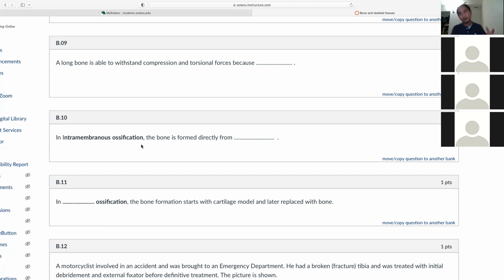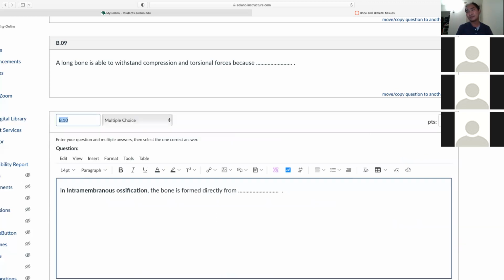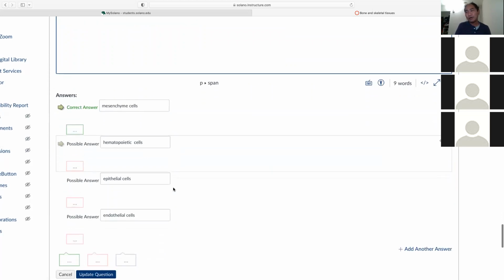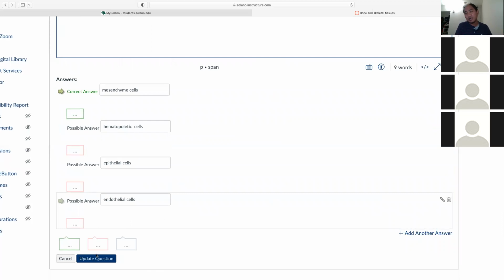That is the endochondral. Intramembranous ossification is the bone forming directly. The example is the skull bone, which is a flat bone; that is intramembranous ossification. So the bone is formed directly from, of course, mesenchymal cells. You know, that's the origin. Mesenchymal cells just jump into bone. They don't change into cartilage.